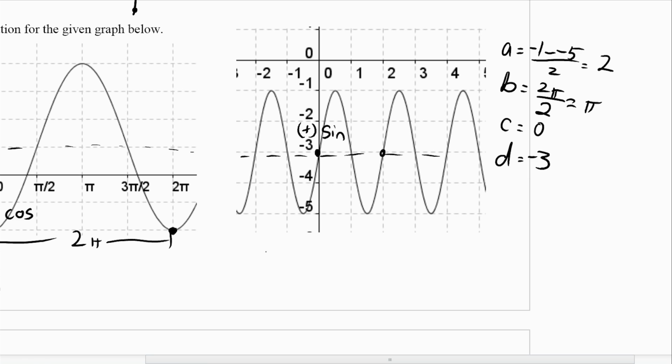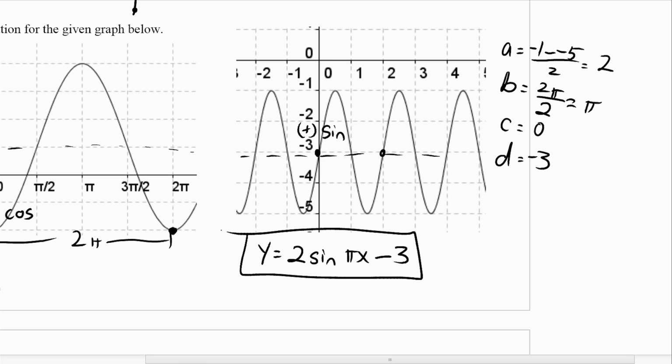So let's write down our equation. Y is equal to, it's going to be positive, so I don't need to worry about a negative, 2 sine, our b value, which is going to be pi, x. Now normally we have the whole deal with parentheses, and we'll be talking more about that later, but since there's no c value, we can just write pi x, and then finish it off with -3. And that's going to be my answer for that one.